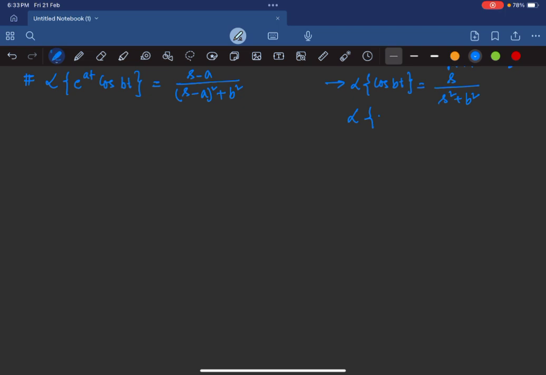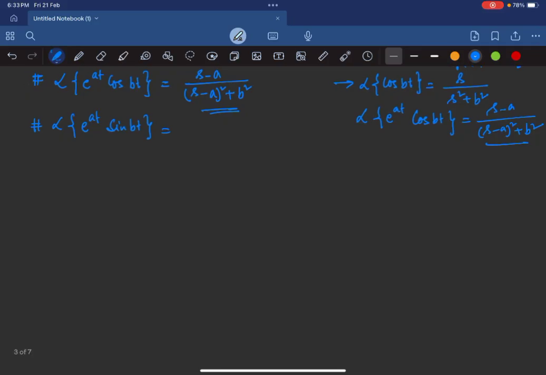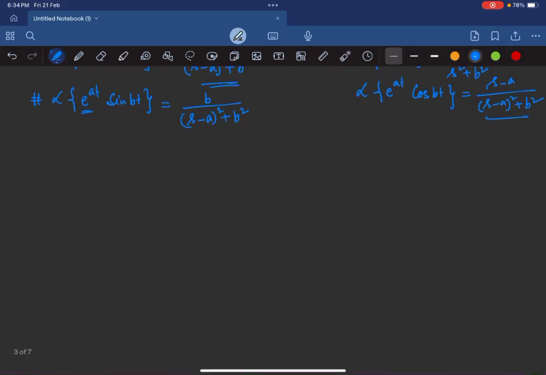Okay, now if you apply the change of scale property, that is e power at cos bt, so immediately here s minus a, here s minus a square plus b square, that is nothing but this result. Okay, so similarly Laplace transform of e power at sin bt, if you find this result, so this will be b by s square plus b square, but here because of this term it will become s minus a square plus b square. It's a direct application of change of scale property.